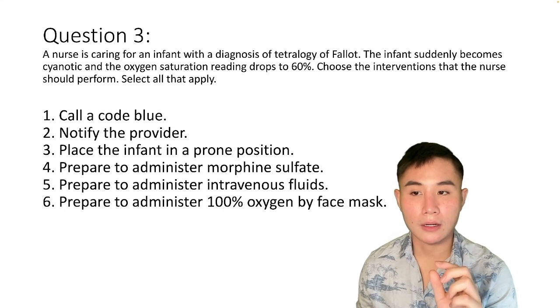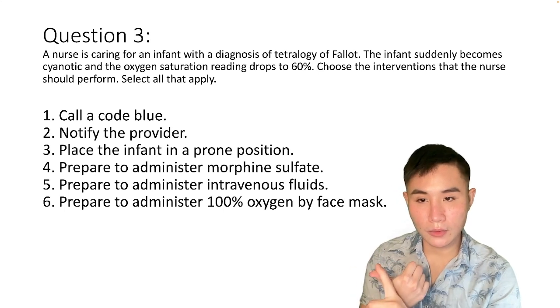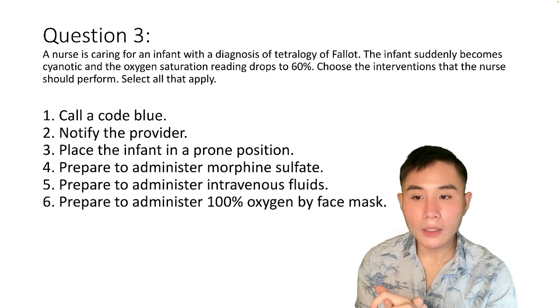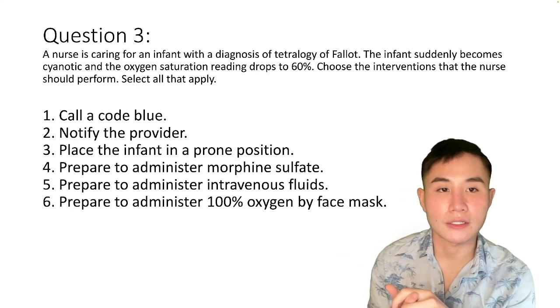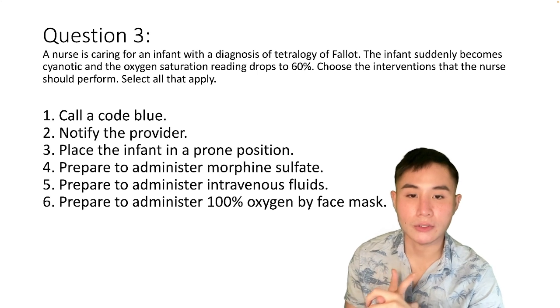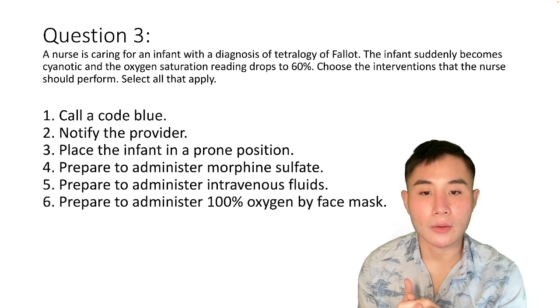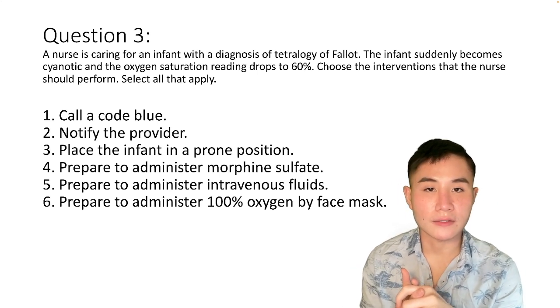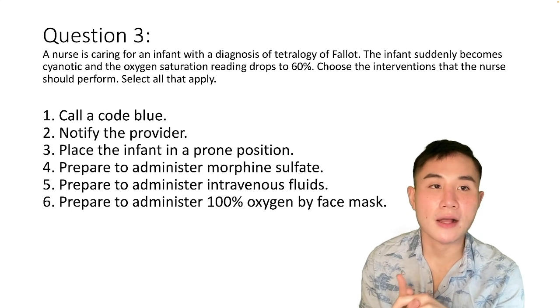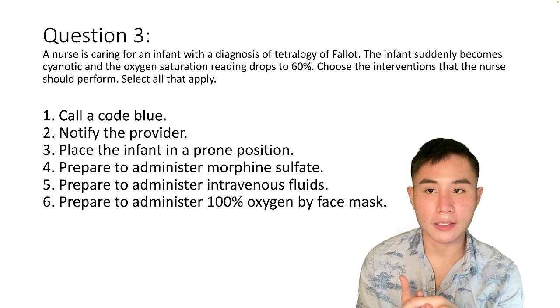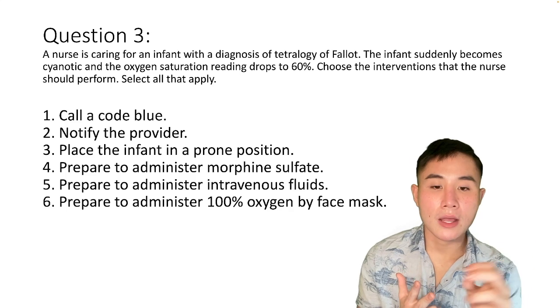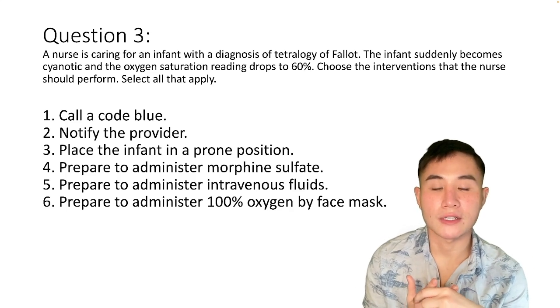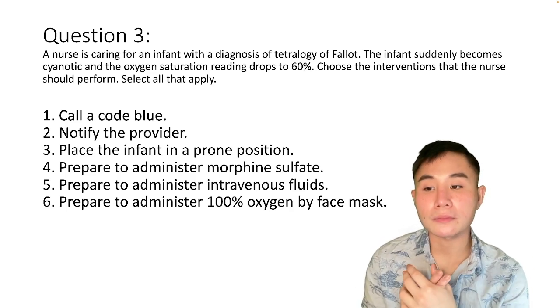So far I have number 2 and number 4. Number 5, prepare to administer intravenous fluid. Yes, I would choose it too. You always start with some intravenous fluid, because when children with tetralogy of Fallot become cyanotic, they are in a cyanotic spell, and usually you need intravenous fluid to improve the blood pressure.